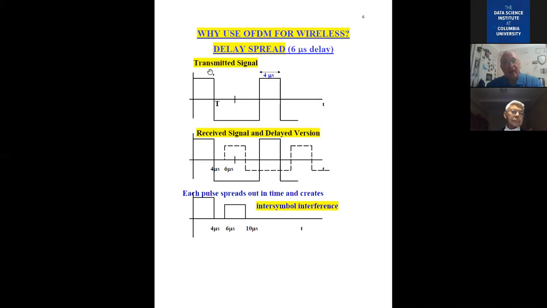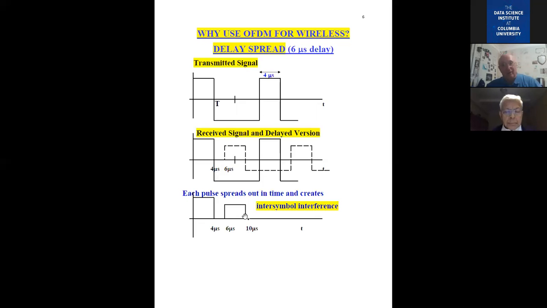At the receiver, you get the original signal, and then this other signal which bounced off a building. This second signal is going to interfere with these bits over here, and you have intersymbol interference. Each bit that you originally sent, which only lasted for T seconds, in this case 4 microseconds, now lasts for 10 microseconds because of this addition. Instead of a perfectly time-limited signal, which lasts just 4 microseconds, each one of these bits spreads out in time and causes intersymbol interference.